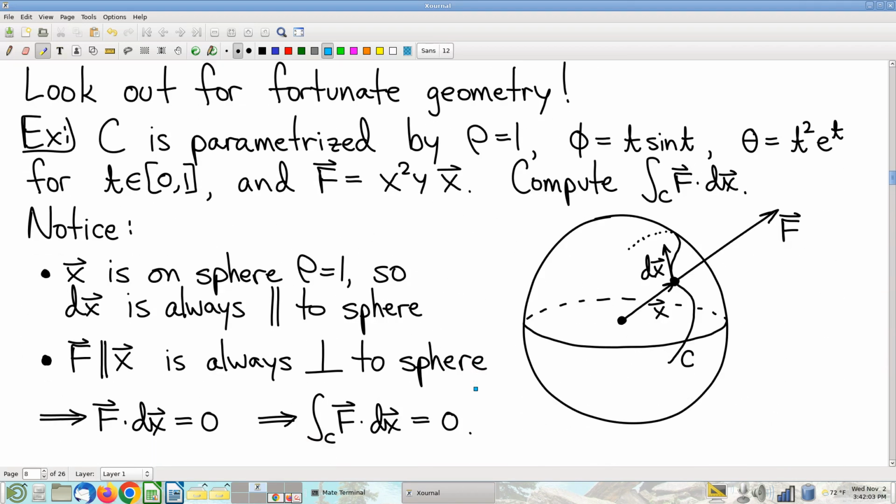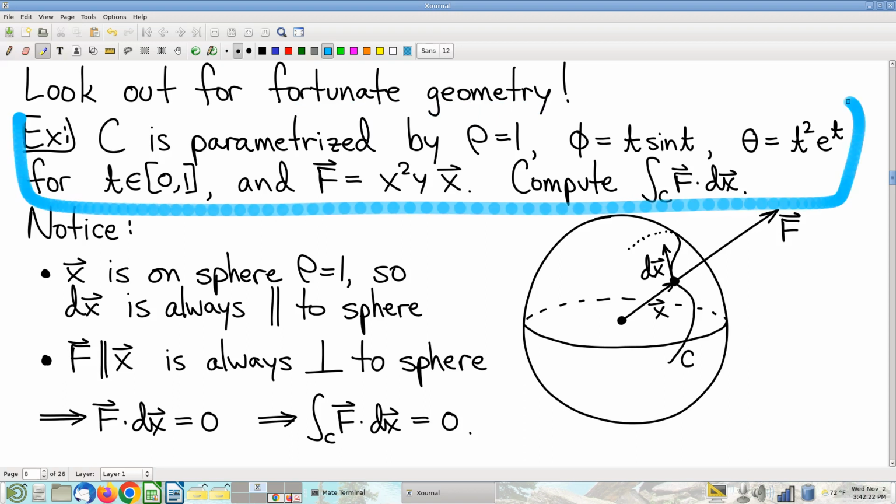Moving along, in terms of computing vector line integrals, sometimes you get lucky. In those situations where you can get lucky, take it. I'm just going to show you an example of the kind of good fortune that can come your way.